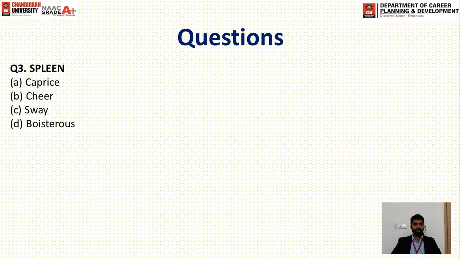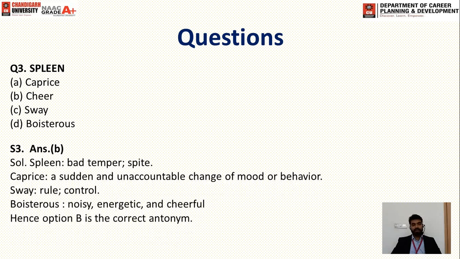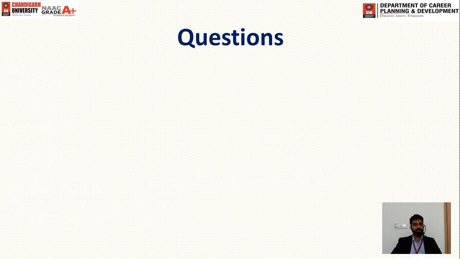Question number 3 is spleen. We have 4 options: caprice, cheer, sway and boisterous. The meaning of spleen is bad temper or spite, so the correct answer should be cheer. Caprice means unnecessary mood swings. One synonym of caprice would be whimsical. Boisterous means noisy, energetic and cheerful. Sway is to rule and control. So the correct antonym is option number B, that is cheer.